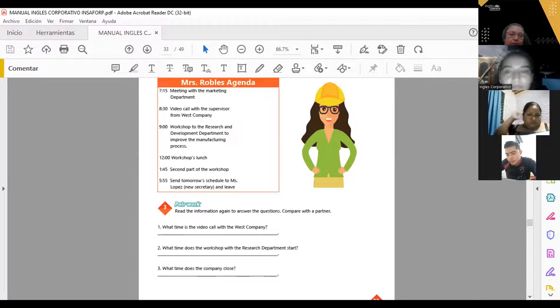Mr. Robles, agenda. 7:15, meeting with the marketing department. 8:30, video call with the supervisor from West Company. 9:00, workshop with the research and development department to improve the manufacturing process. At noon, workshop launch. 1:45, second part of the workshop. 5:55, send tomorrow's schedule to Miss Lopez, new secretary, and leave.